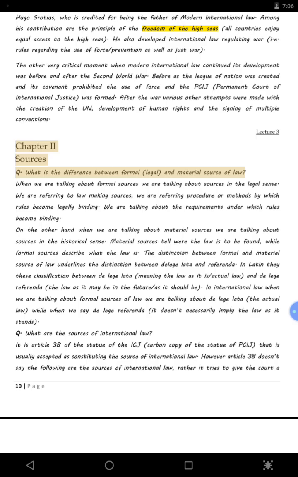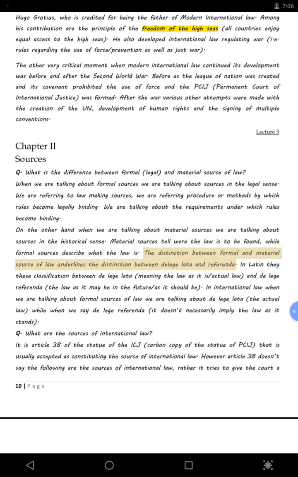Lecture 3. Chapter 2: Sources. What is the difference between formal, legal, and material sources of law? When we are talking about formal sources, we are talking about sources in the legal sense. We are referring to lawmaking sources, the procedures or methods by which rules become legally binding, the requirements under which rules become binding. On the other hand, when we are talking about material sources, we are talking about sources in the historical sense. Material sources tell where the law is to be found, while formal sources describe what the law is.